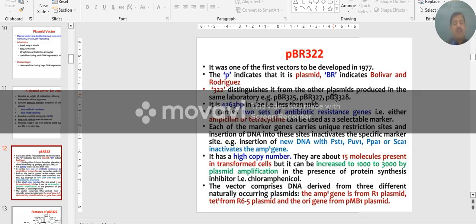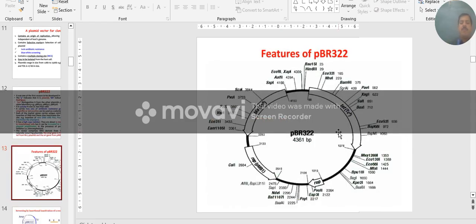It has a high copy number. That means following the successful insertion of foreign DNA into a vector molecule, nearly 15 molecules are present in transformed cells, but it can be increased to 1000 to 3000 by plasmid amplification in the presence of a protein synthesis inhibitor, for example chloramphenicol. The vector comprises DNA derived from three different naturally occurring plasmids. The ampicillin gene is from the R1 plasmid, the tetracycline gene is from the R6-5 plasmid, and the origin of replication is from the pMB1 plasmid.